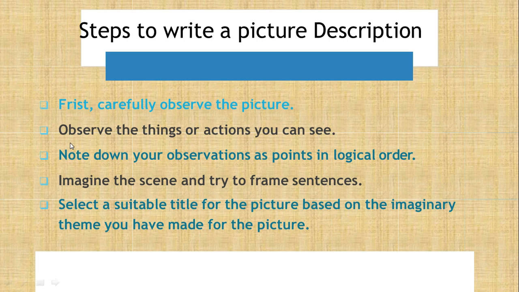The second is that now you are going to see what are the things there in the picture, or what are the nouns in the picture. Nouns are basically the names of things or person or place. So what is there in the picture? First you describe this, and then you describe the actions, what is going on in the picture. Then note down your observations as points in logical order. You have to keep your points in an order. Step by step you have to move forward. First you are going to observe the things. Okay, you are going to tell what is there in the picture, then you tell what are the actions taking place in the picture, and then imagine the scene and try to frame sentences.